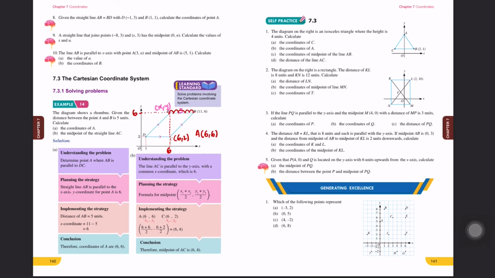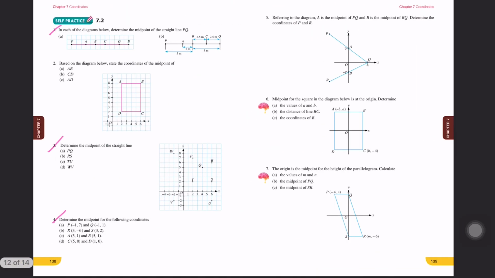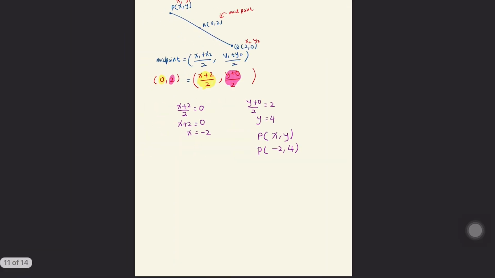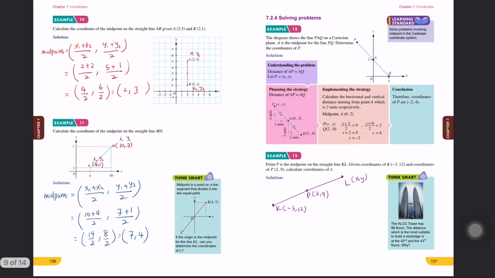So for self practice 7.3, saya nak awak cuba nombor 1 saja. Okay, boleh? Ini adalah assignment awak, awak kena hantar. Nanti saya akan buka link di Google Classroom untuk awak submit assignment.